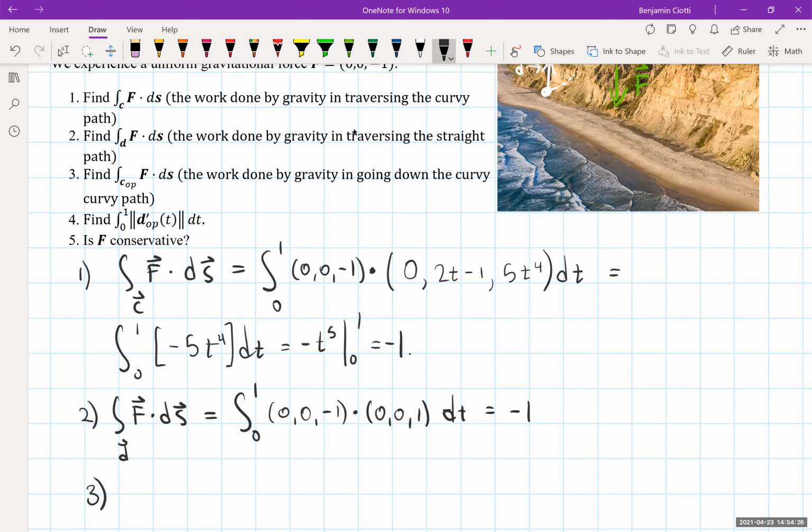Now I want to test you all on this. Roland and Rob spoke up. Good. Yes, you're right. It should have been negative. How about you private message me the answer to 3? What's the work done if we go down the curvy path in the opposite direction?